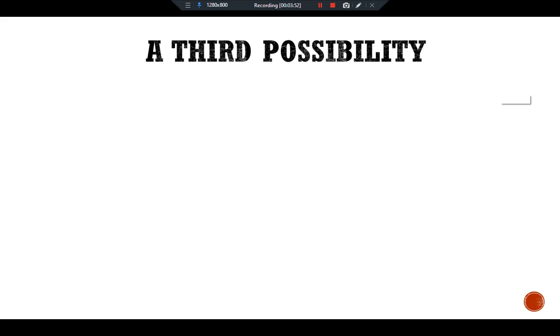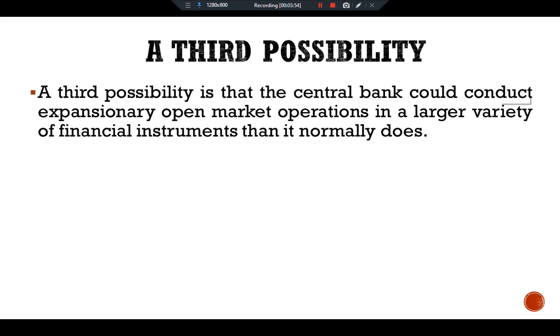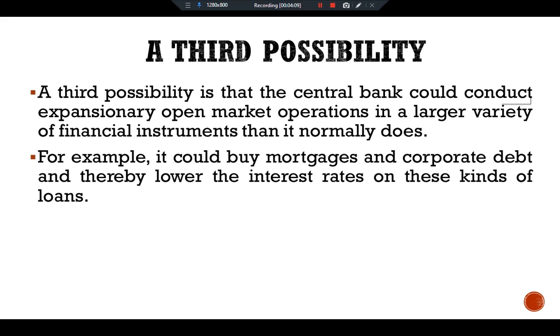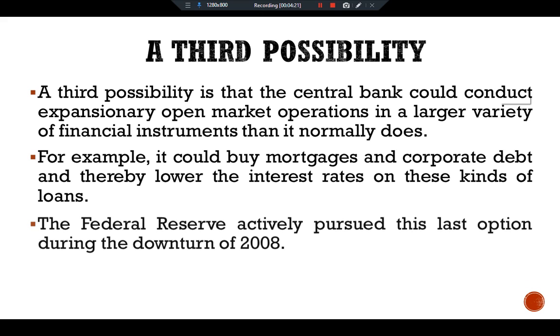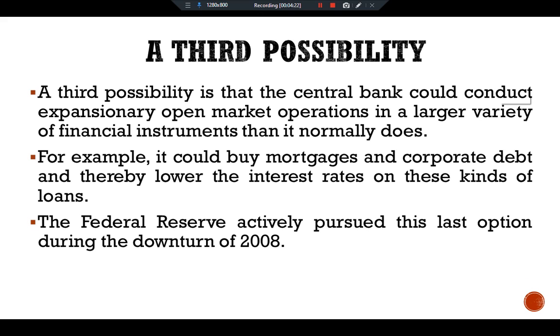The third possibility is that the central bank could conduct expansionary open market operations in a larger variety of financial instruments than it normally does. For example, it could buy mortgage and corporate debt and thereby lower the interest rates on these kinds of loans. The Federal Reserve actively pursued this last option during the downturn of 2008.